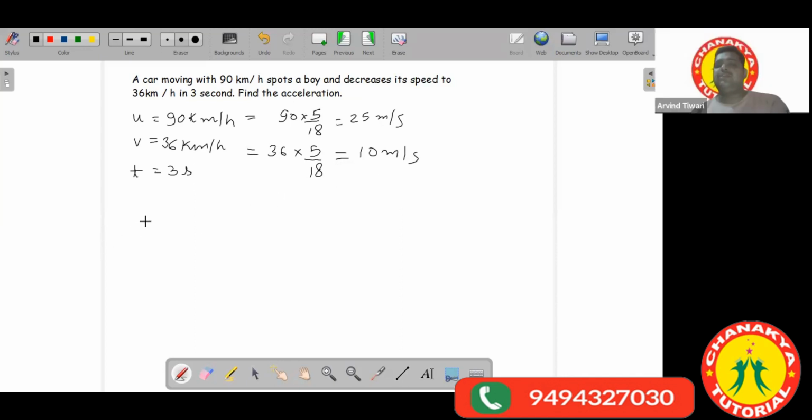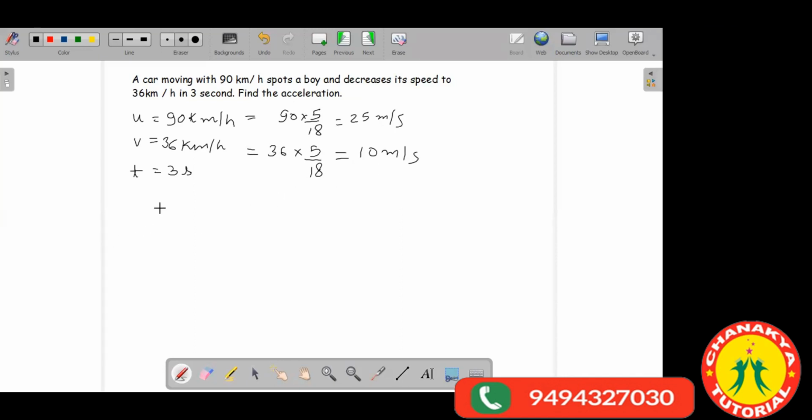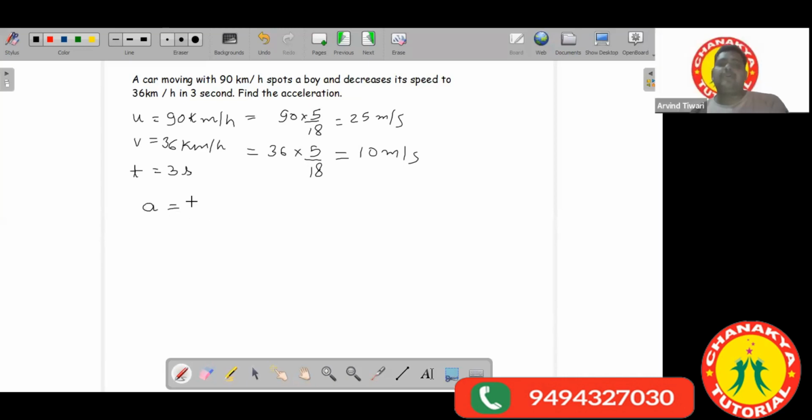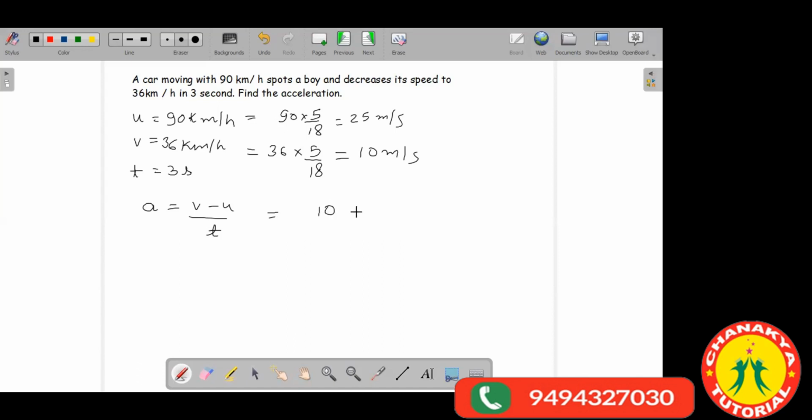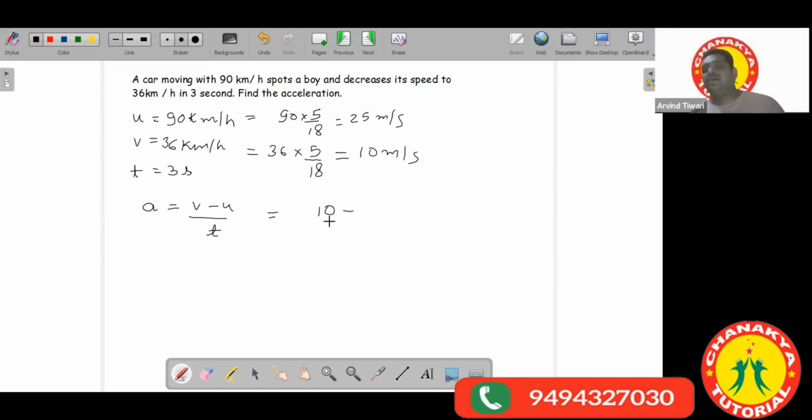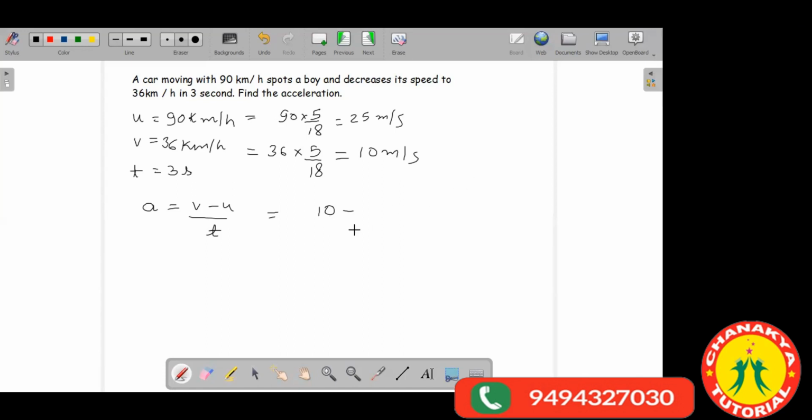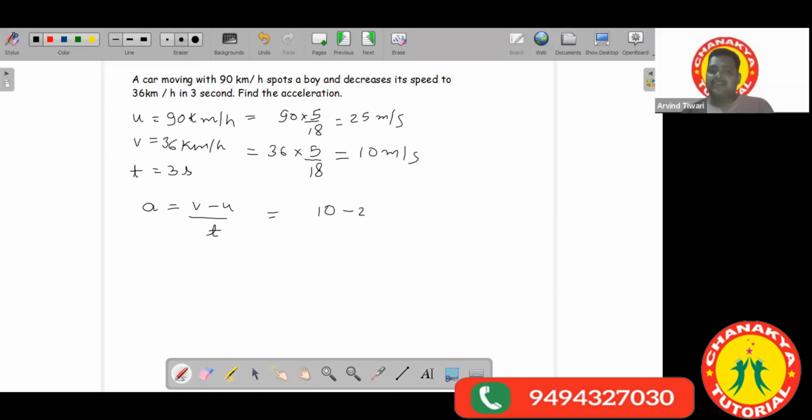Then we can use the formula of acceleration. Acceleration is given as v minus u over t. Here we are getting a negative value, right? I had told you yesterday that if the velocity decreases, then you will have a negative acceleration. We also call it retardation.